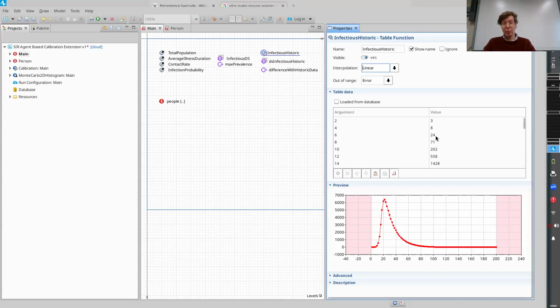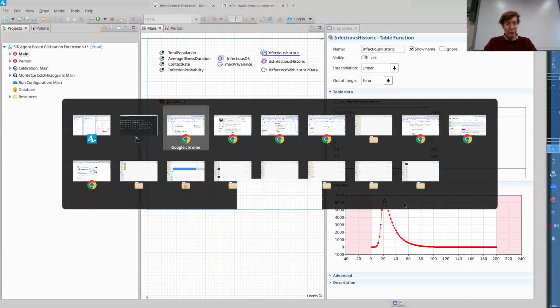Or equally much so, it will give 24 plus 71 minus 24 divided by 2. Same thing as the average of those two. Okay, anyway, this is our so-called historic data we're trying to characterize.